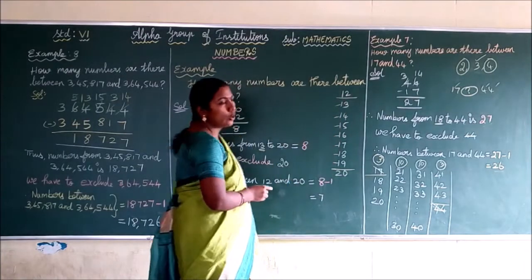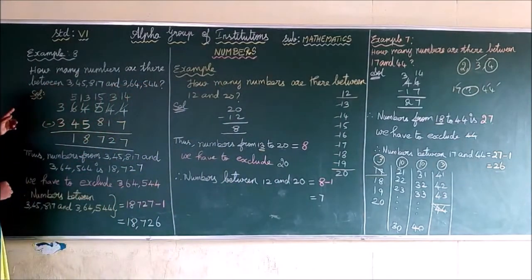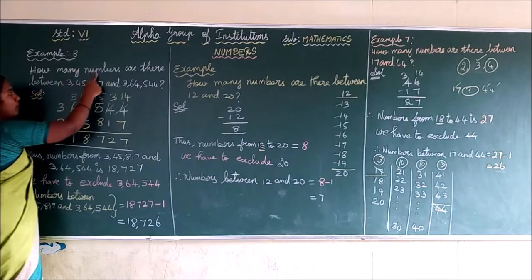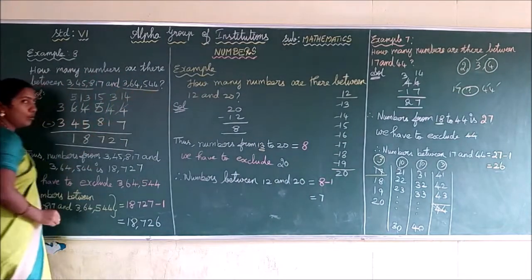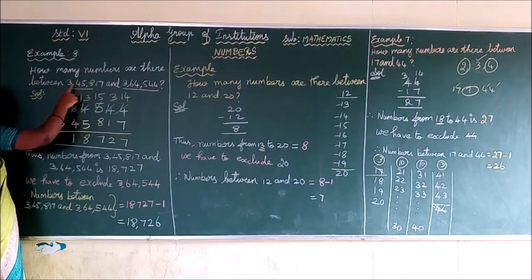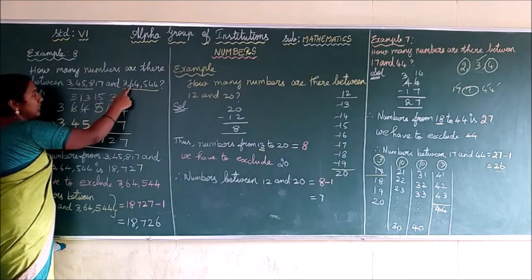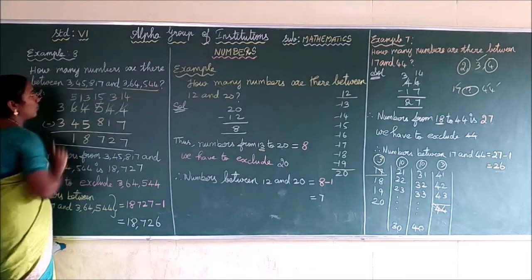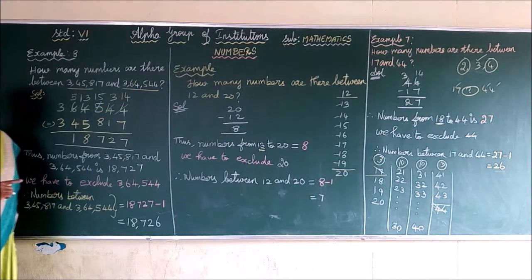It's clear, children? Okay. Let us see example 8. What is given in example 8? How many numbers are there between this number and this number? How do you read this number, children? Once, there is 100, 1000, 10,000 left. 3,45,817 and 3,64,554. Among these numbers, which is the bigger number? How do you find the bigger number?